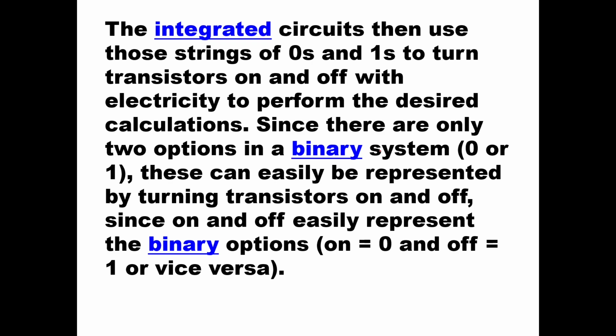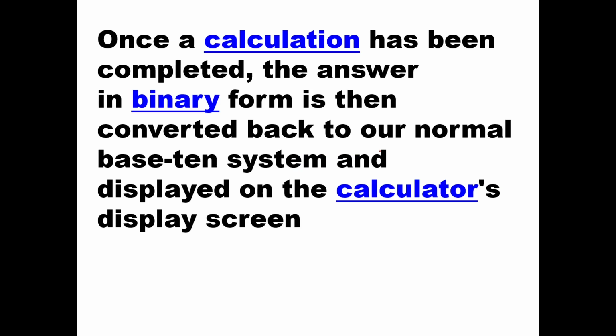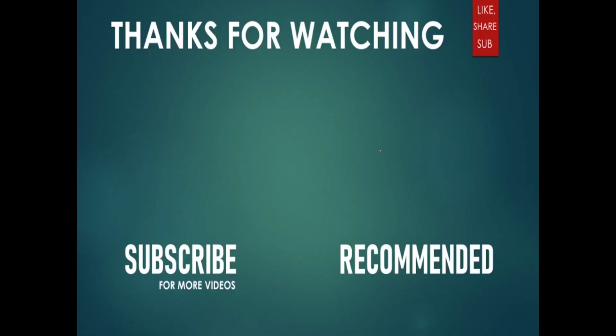Since there are only two options in a binary system, 0 and 1, these can easily be represented by turning transistors on and off. Since on and off easily represent binary options, on means 0, off means 1, or vice versa. Okay. Once a calculation has been completed, the answer in binary form is then converted back to our normal base 10 system so that a normal person can understand what operation has taken place and what the result is. And it is displayed on the calculator's display screen, which can be LCD or LED. Okay. So here, students, our calculator is very simple.